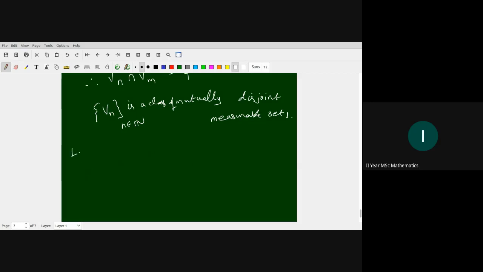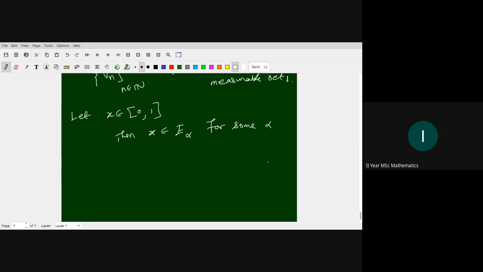Let us choose a point x that belongs to 0, 1. Then by the definition of equivalence classes, x belongs to E alpha for some alpha. Then V is constructed in such a way that one element from E alpha is selected and kept in V. So there exists an x alpha in V such that x minus x alpha is rational, which belongs to Q.